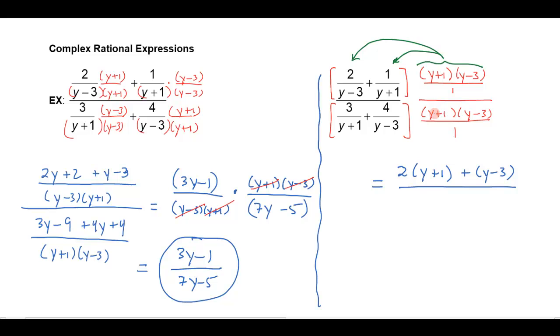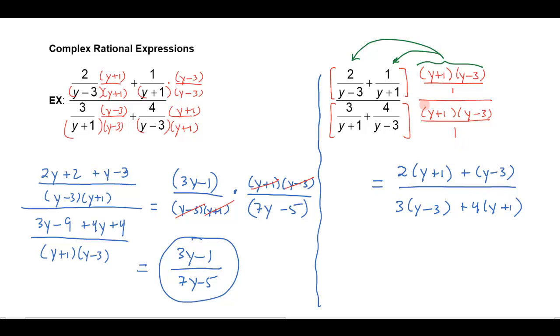And then I do the same thing in the denominator. So I'm going to take and distribute this whole expression right here over to this term. And you see the y plus 1 in the denominator is going to cancel that. And I'll be left with this 3 times the y minus 3. And when I distribute to the second term, you see the y minus 3's will cancel. And I'll be left with the 4 times the y plus 1.